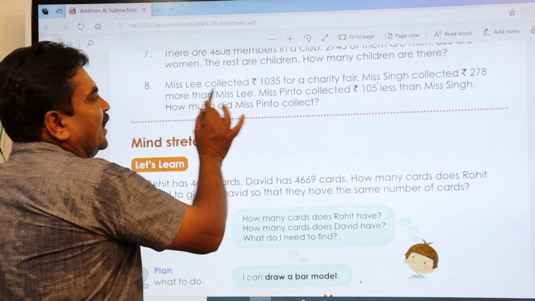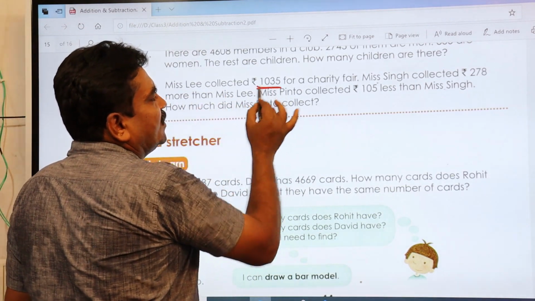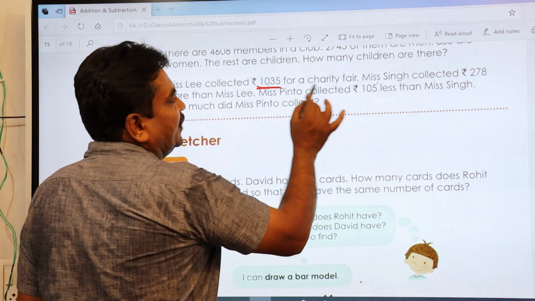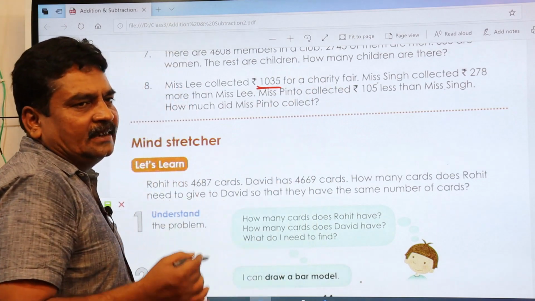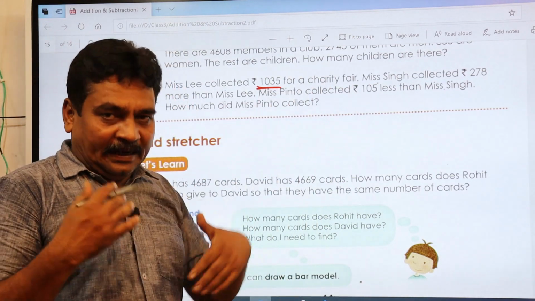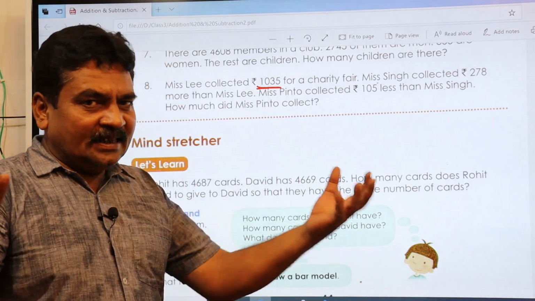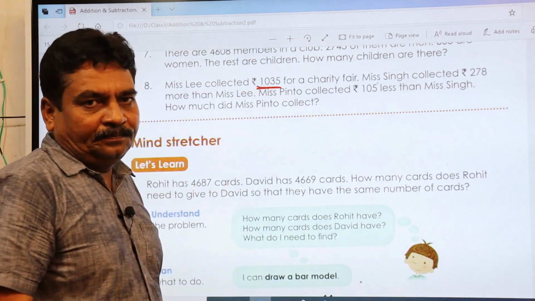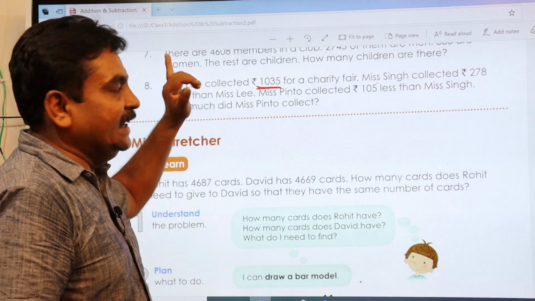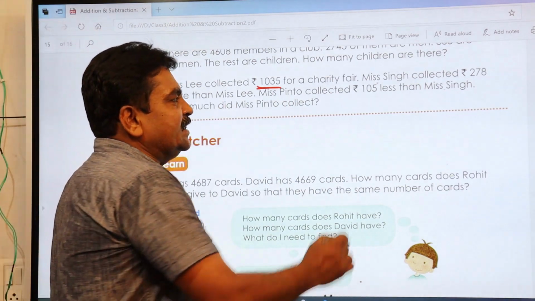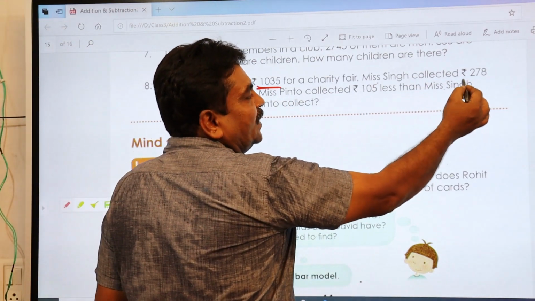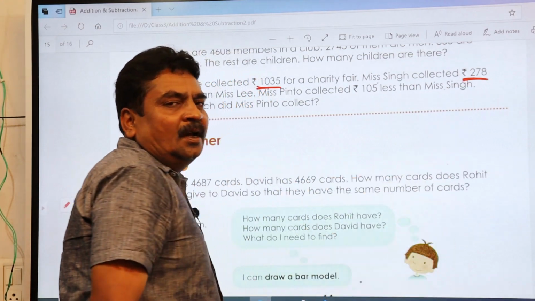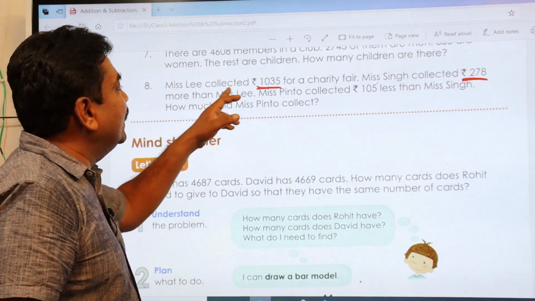Miss Lee collected 1035 rupees for a charity fair. So there is a charity, means helping. For that she has collected how much? Rupees 1035. Who? Miss Lee. Miss Singh collected rupees 278 more than Miss Lee.